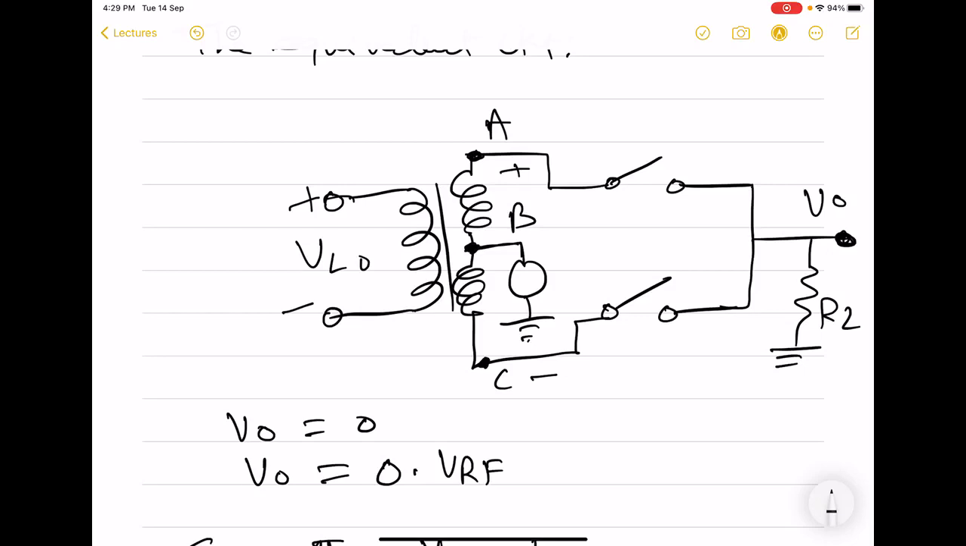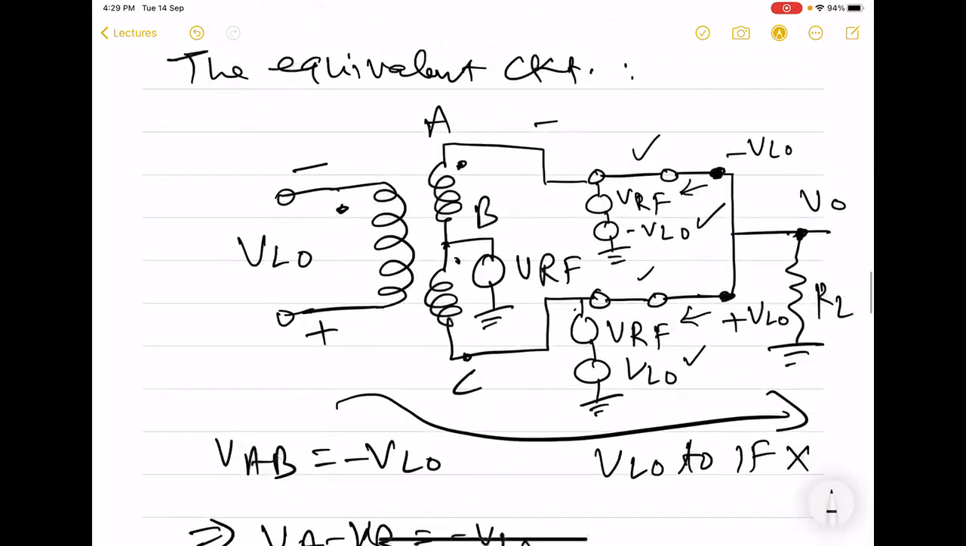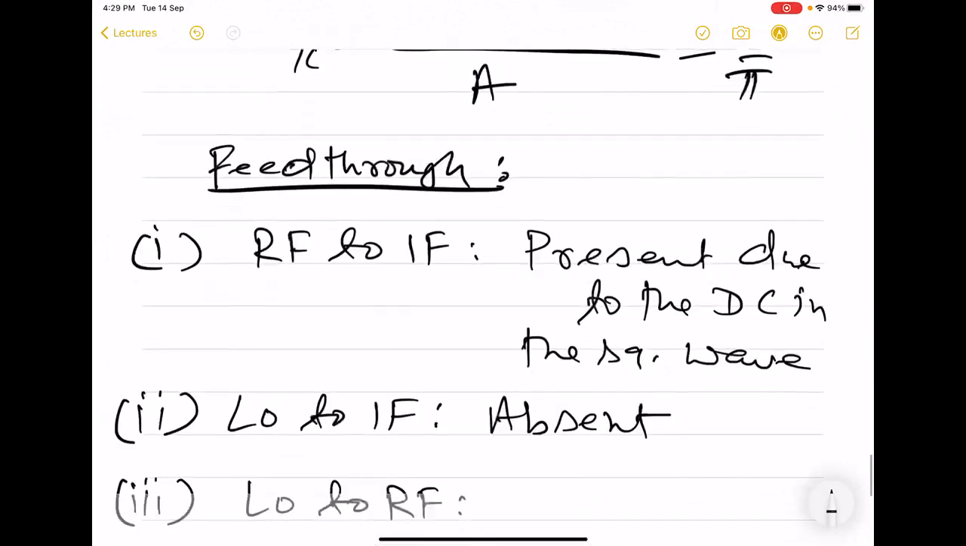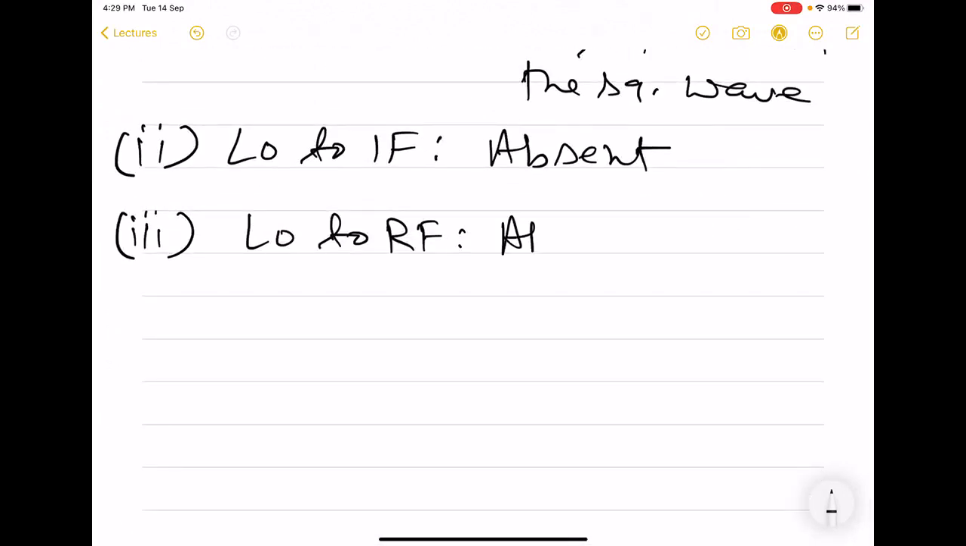This happens in the first half, and the same situation is in the second half, because here we have positive polarity, here we have negative polarity. So again, this center is going to be grounded with respect to LO voltage. So this is also absent.